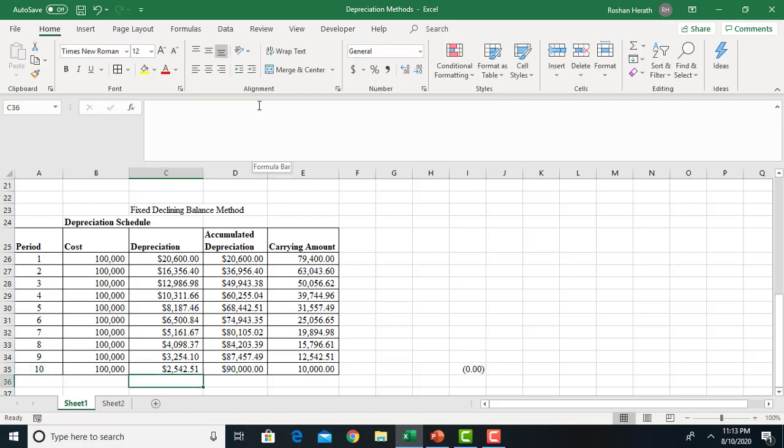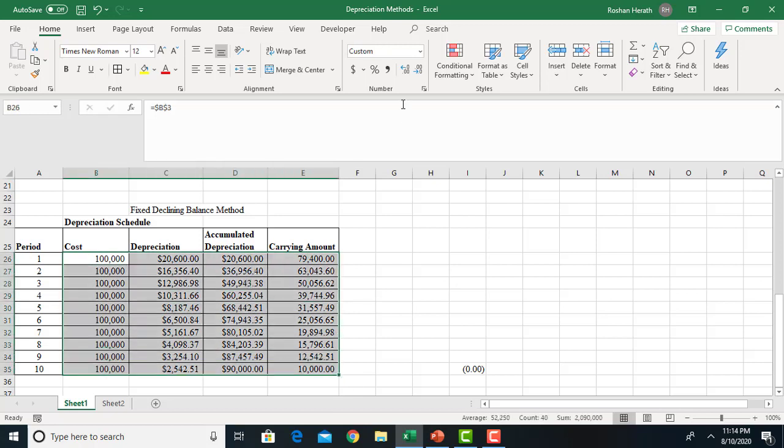41.25. See, the carrying amount has now become 10,000. So you have adjusted the rounding error in the final year depreciation. And that's how you may do it. Even if you do not do that, it's not a big issue. It's not a big problem, but for the sake of perfection, we may do that.